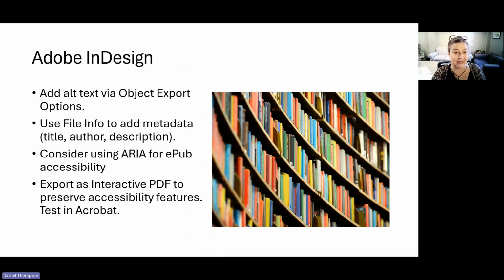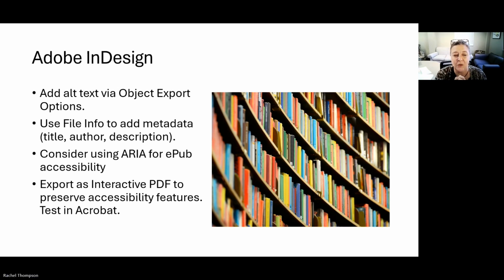InDesign. InDesign is some fancy goodness, and you can do great things with it. One thing that you can do for accessibility is add your alt text when you're exporting an object. You can use your file info to add metadata. If you're building an EPUB, if you're building something that has lots of interactive components, consider using ARIA. ARIA is like an accessibility labeling system that tells different assistive technologies what to do with certain things.